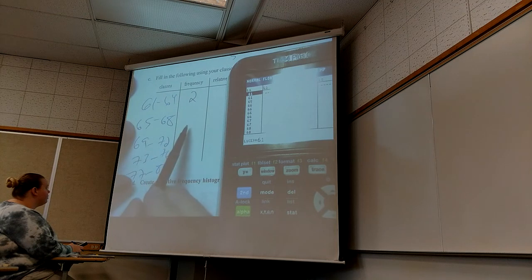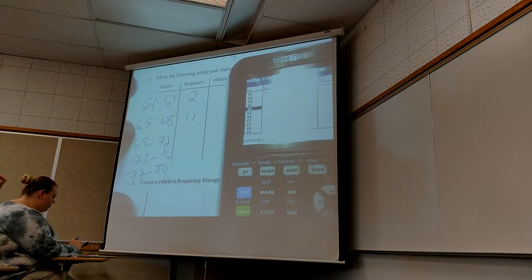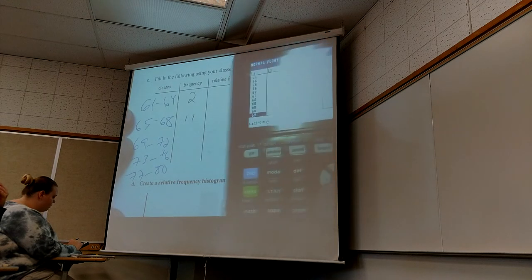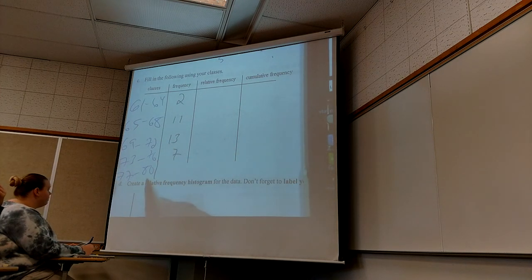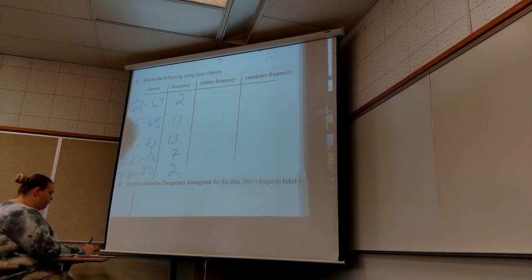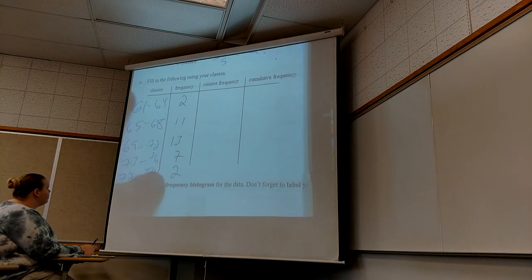What did you guys get for this second class? 11. Everybody got 11? Sweet. And what about this third class? 13. The fourth class? 7. And 2. Now how do I check real quick that I'm on the right track? If you add them up, it better come out to be 35. 13, 26, and 9 is 35, thank God.